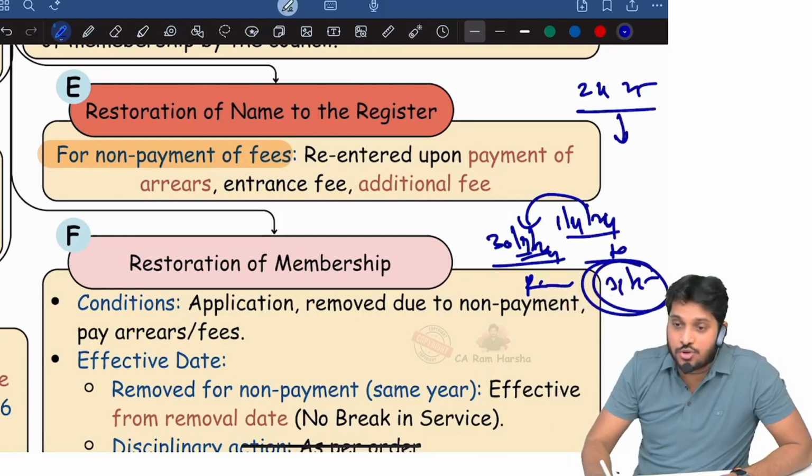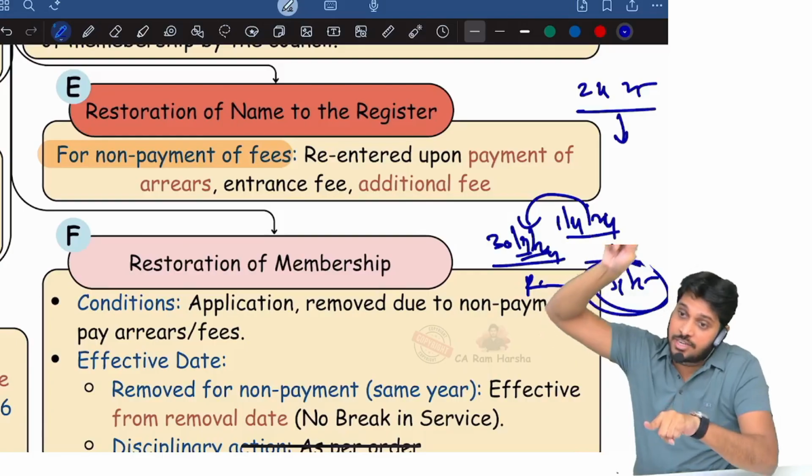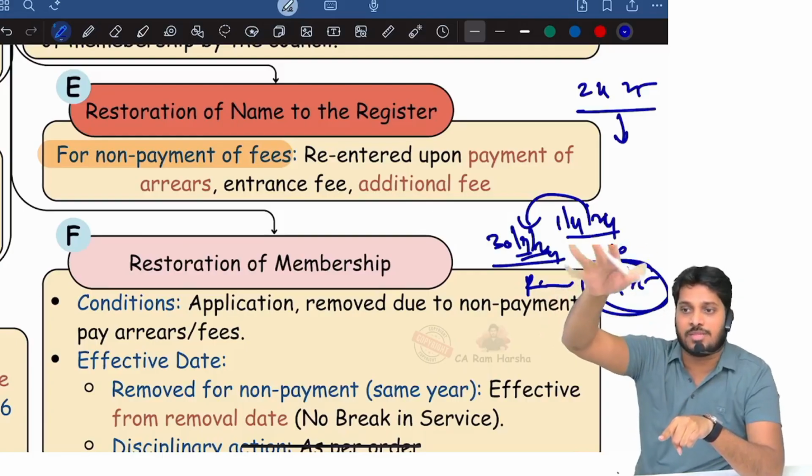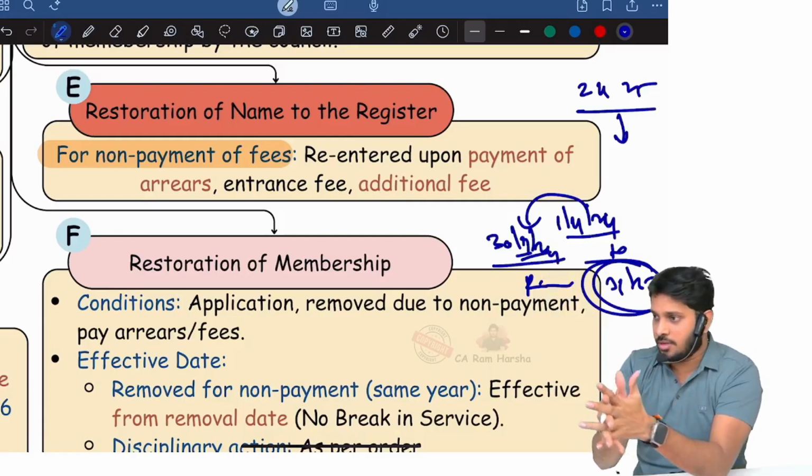You apply for restoration within 31st March itself. Then you will get restoration with effect from the removal date. Break in service will not be there. This is important for the continuous practice criteria.